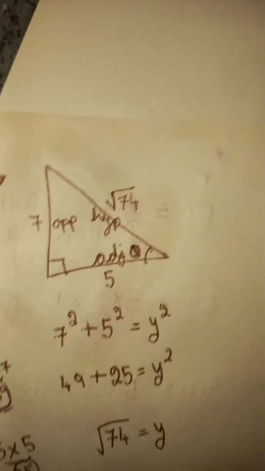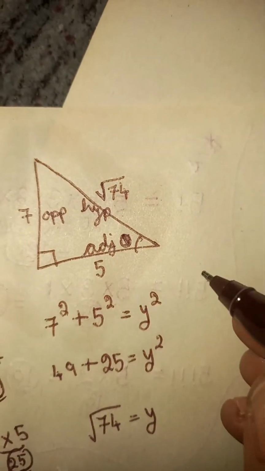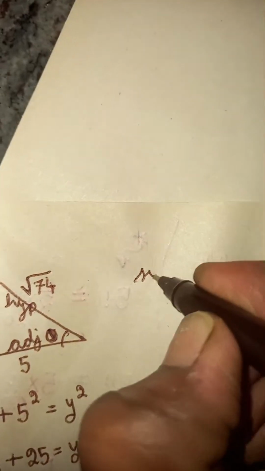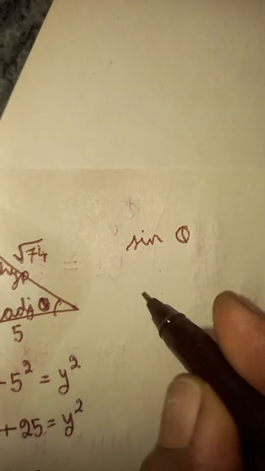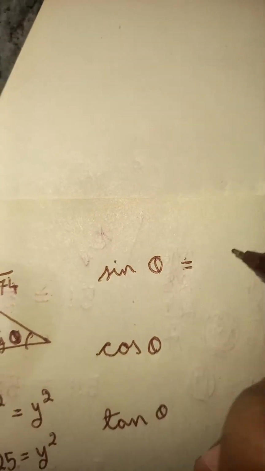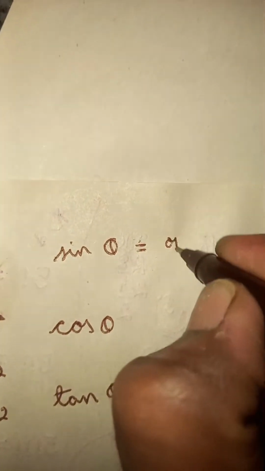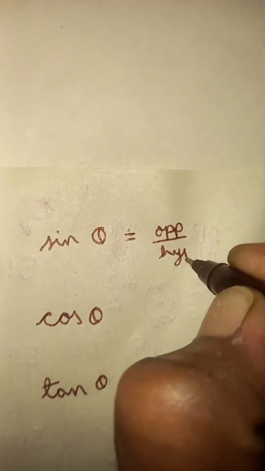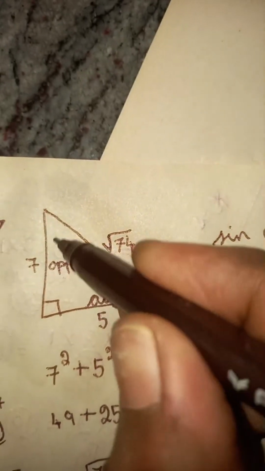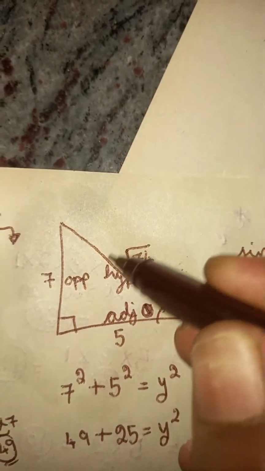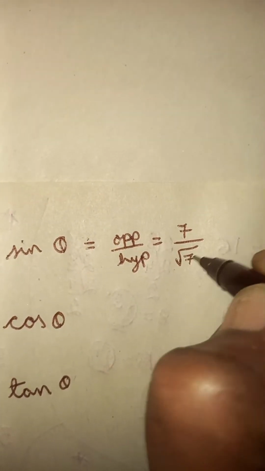Now let's find the different trigonometric ratios. Let's find sine, cos and tan. Sine of theta, cos of theta and tan of theta. Sine theta means opposite by hypotenuse. You can write it here as opposite by hypotenuse. Here opposite is 7 units, hypotenuse is root 74. It is 7 by root 74.